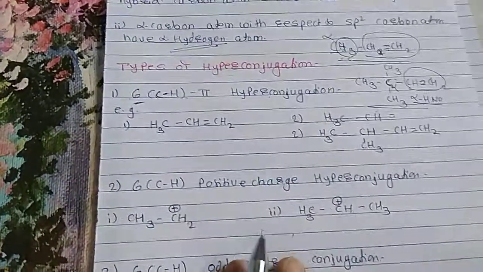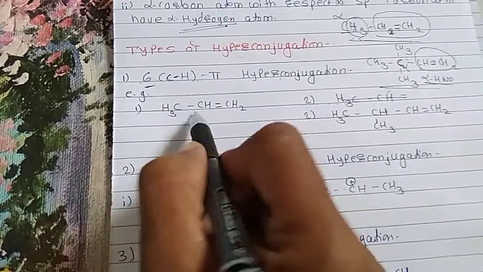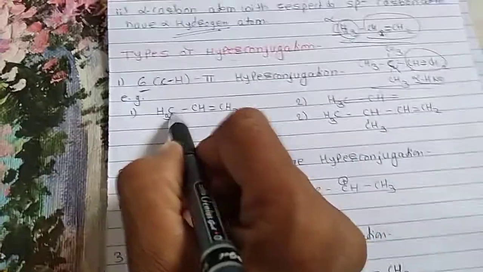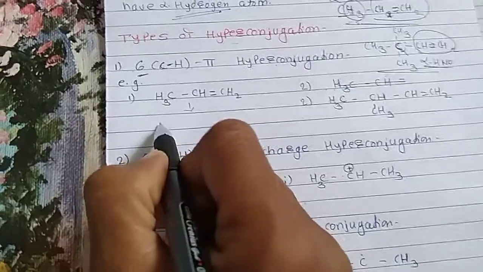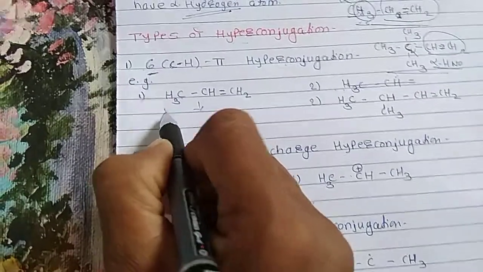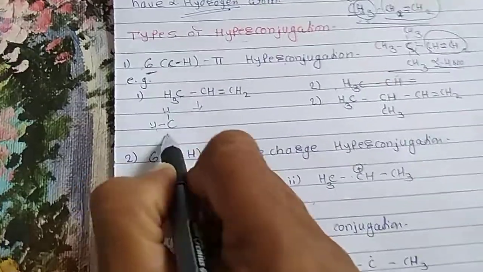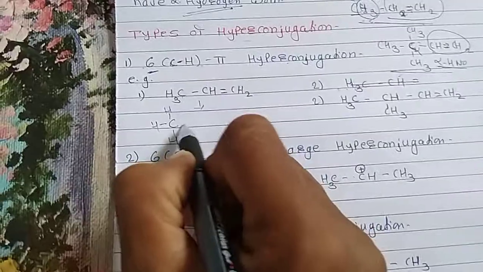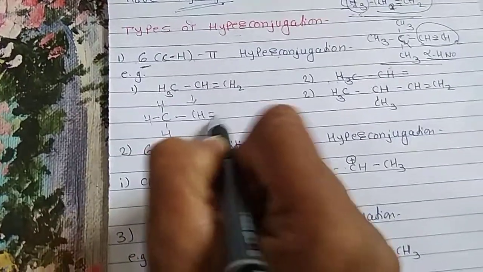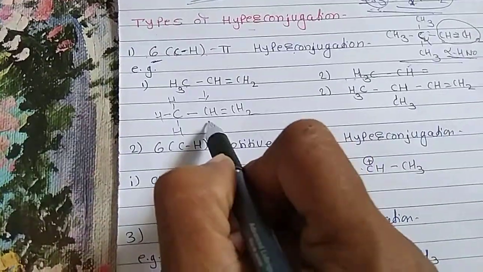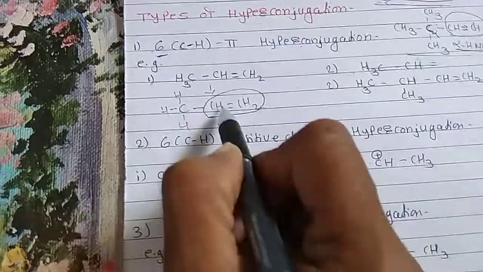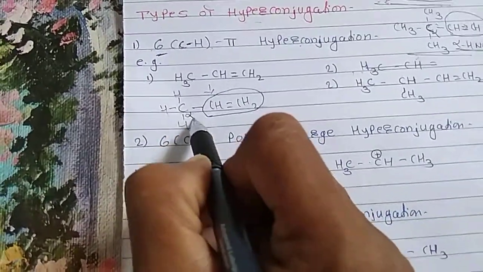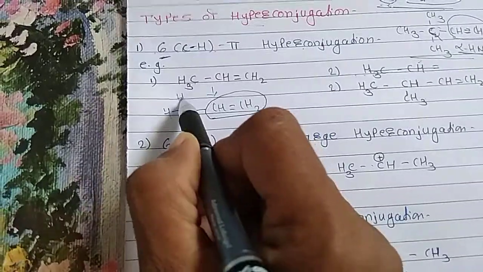Here we see an example of this, that is hyperconjugation. Sigma-pi conjugation takes place when the structure is elaborated like this. This is the carbon atom, this is a hydrogen atom, this is another hydrogen, and this is another hydrogen atom, and there will be the CH double bond CH2. This is the functional group, CH double bond CH is the functional group, and adjacent to this carbon there will be the alpha carbon atom and the alpha hydrogen atoms.